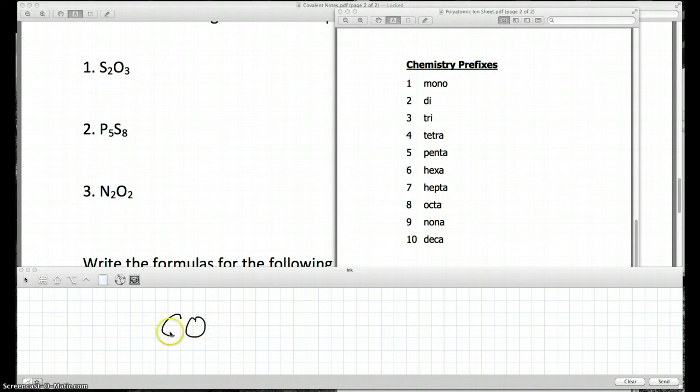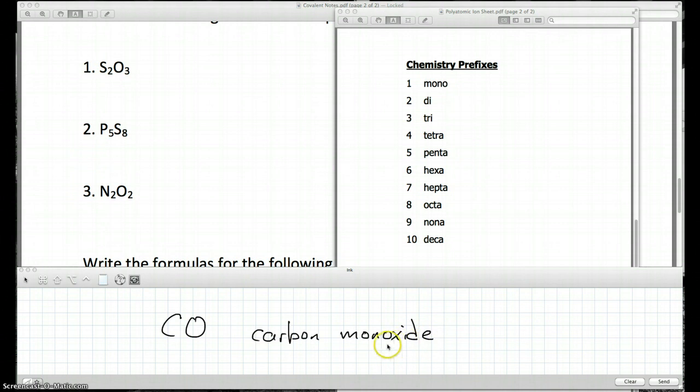Now, the way I name this is for CO, there's only one C and there's one O. And the prefix for one is mono. But remember that rule, we never use mono for the first element. So, a lot of people would name this chemical monocarbon monoxide, but we never use mono for the first one. So it's simply carbon monoxide.